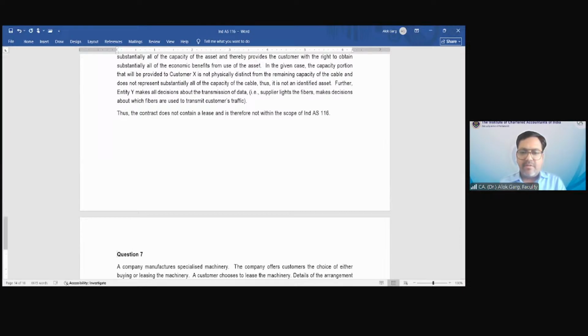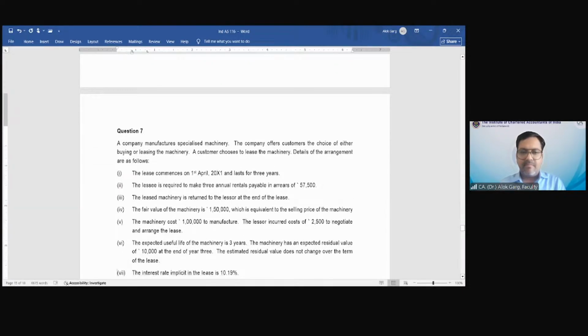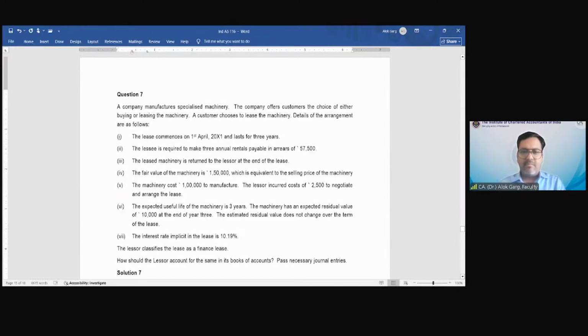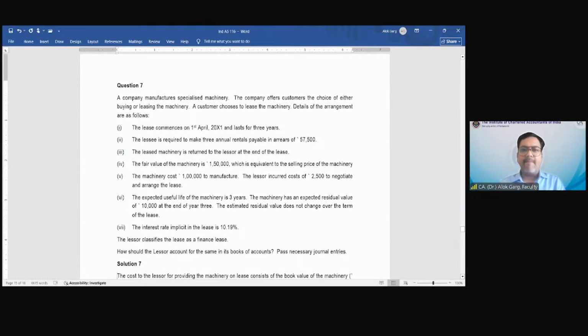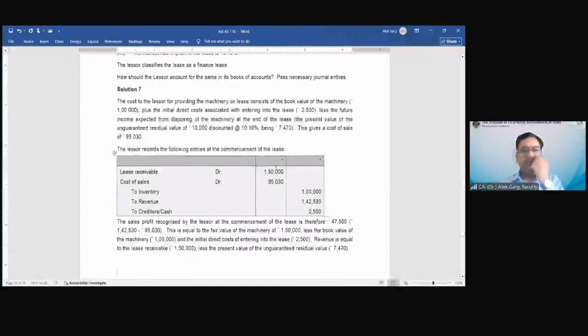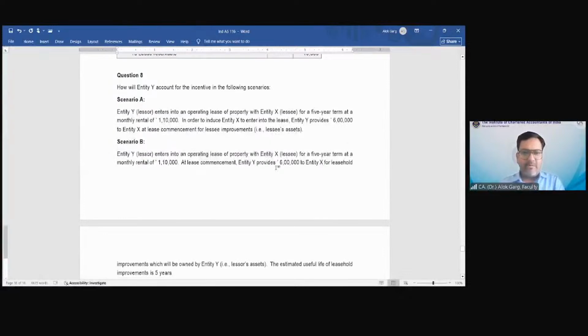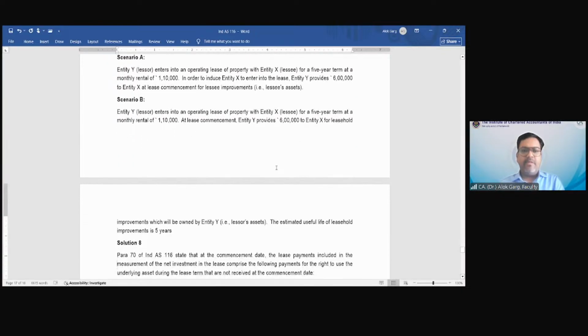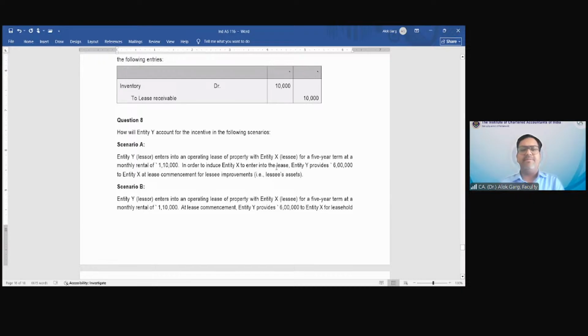Just a minute, I'm looking at another question which I'll take. This is the lessor accounting that I'll cover later on. Now let's discuss question number 8. You remember in lease payment, I told you lease payment is equal to fixed payment plus in substance fixed payment less lease incentives. You remember that? Yes, sir. So let's discuss question number 8.